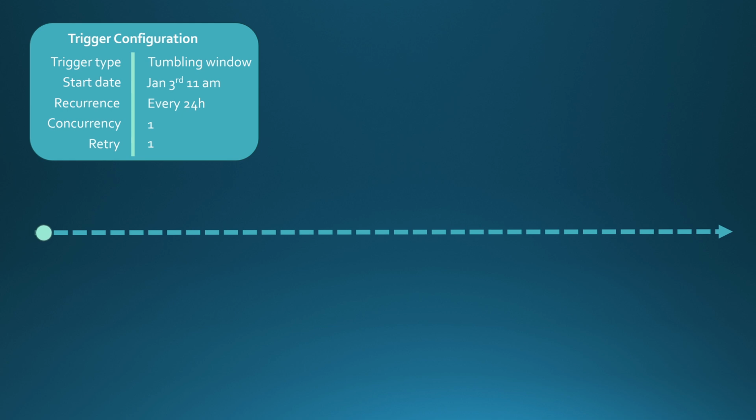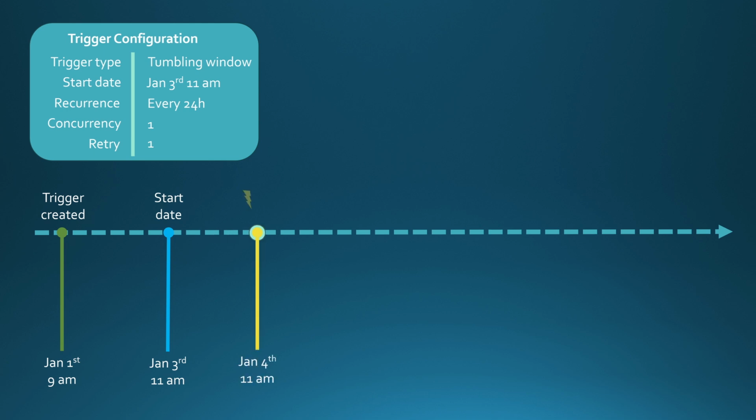First, our trigger is created on January 1st, 9 a.m. Then we have our start date, that is January 3rd, 11 a.m. So our first execution will be 24 hours after the start date, on January 4th, 11 a.m. And it will start running our pipeline 1. However, our pipeline 1 will fail, but since we have defined the retry policy, the tumbling window will try to run it again. And now our pipeline succeeds and everything is fine.